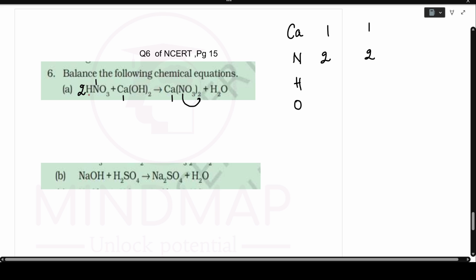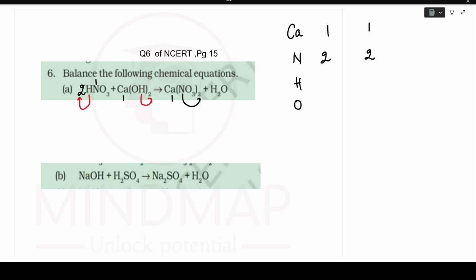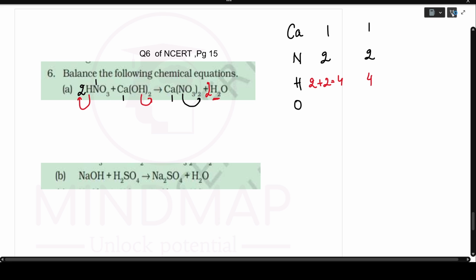Now let's check hydrogen now. Hydrogen here is 2 और hydrogen यहाँ पर भी है देखो 2. तो 2 plus 2, 4. And let's check on product side. It's only 2. So we'll write here 2. So 2 and 2 become 4. Correct? Sure.